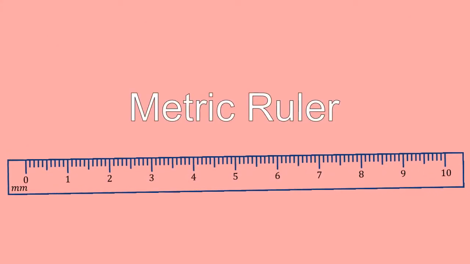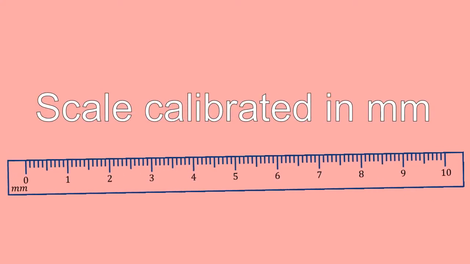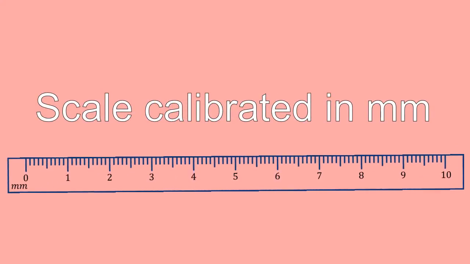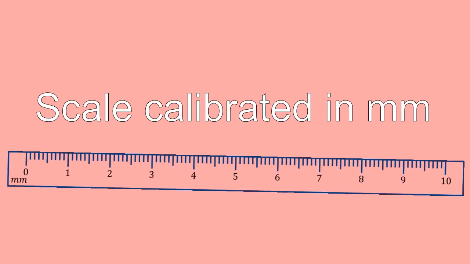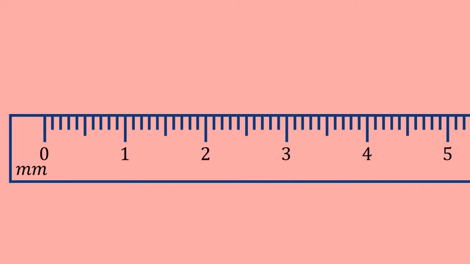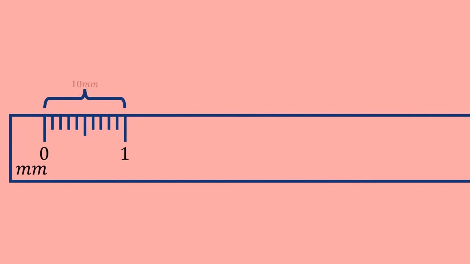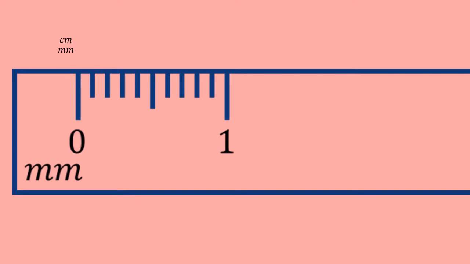This is a metric ruler. We can also say it as a meter rod or a scale calibrated in millimeters. Calibrated in millimeters means that the smallest division on the scale is 1 millimeter. As it can be seen, the biggest division on the scale is equal to 1 centimeter, while the smallest division on the scale is equal to 1 millimeter. Hence, 1 centimeter is equal to 10 millimeters. In other words, a millimeter is 1/10 of a centimeter.